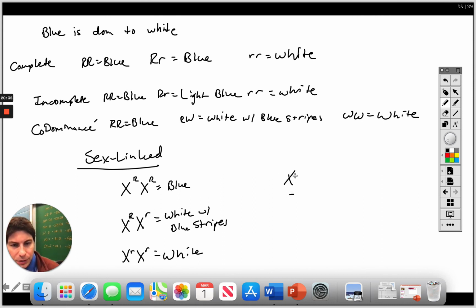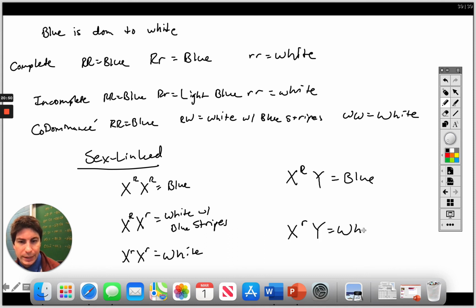Okay, we can also use W's in there if we wanted to. For the males, it's going to be our XY for males. And we only have two different genotypes. We have X big R Y, which should be blue. We have our X little r Y, or X W Y, which is going to be white. So we cannot have males white with blue stripes, all right?